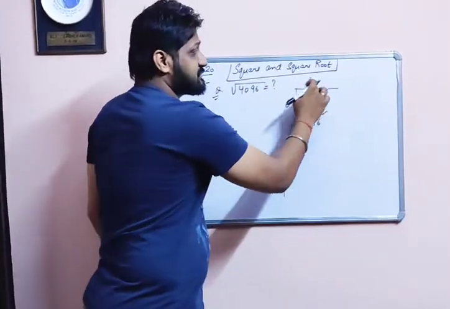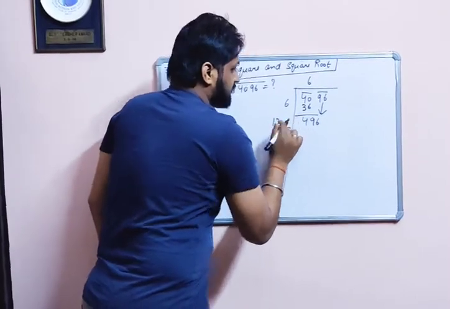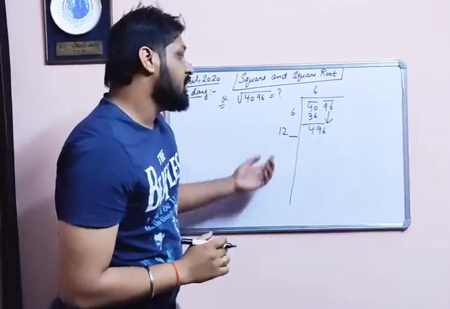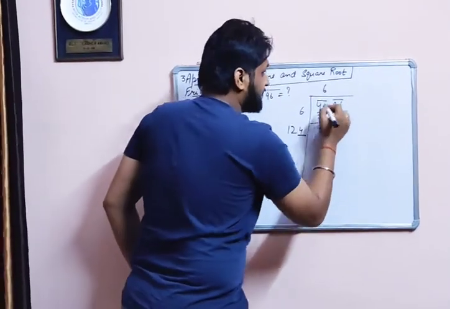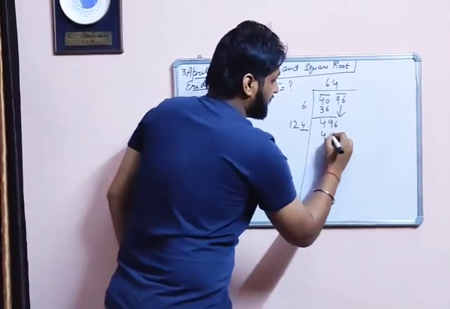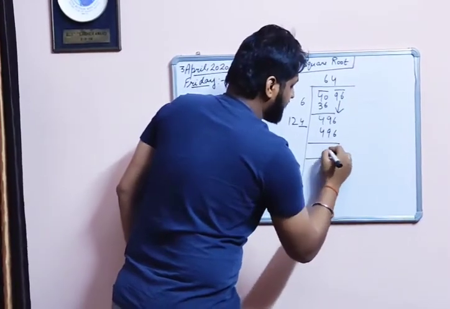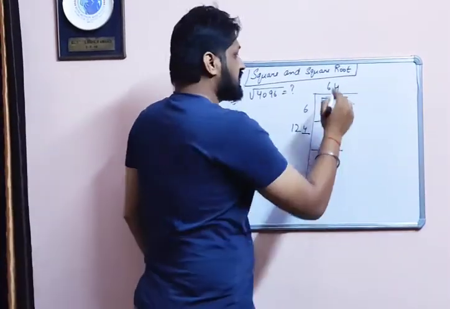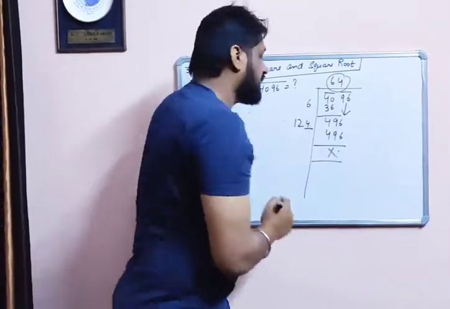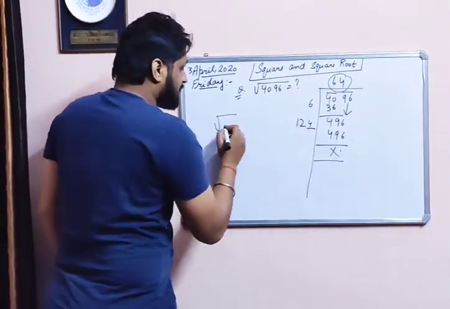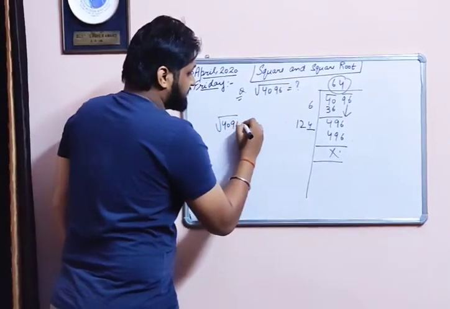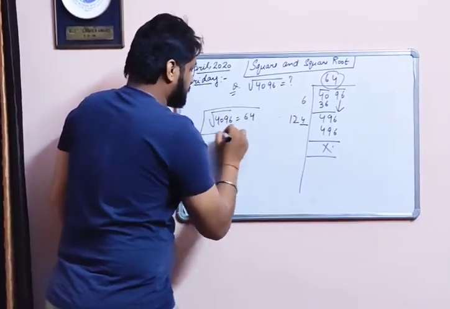The next step is 6 plus 6 is 12. Now for this digit, we have to think of a number that can come closer to that number, and that is 124 multiplied by 4, which comes to 496. That gives the remainder 0. So the quotient is 64, and as I told you, the quotient is termed the square root of that particular number. So the square root of 4096 is 64.